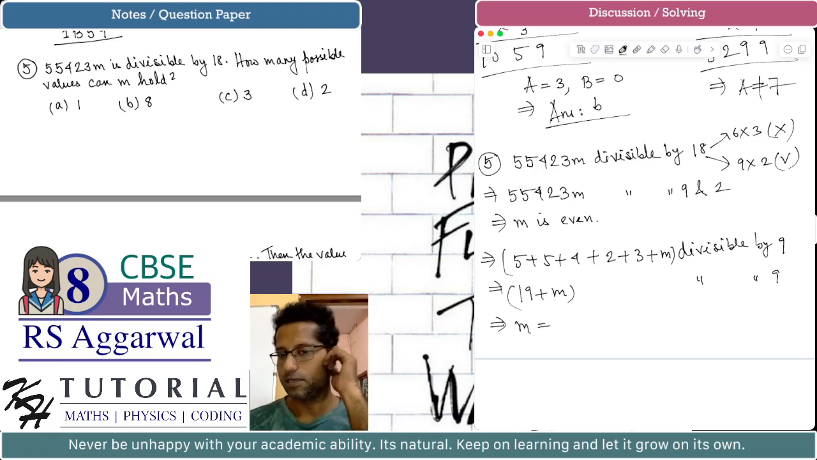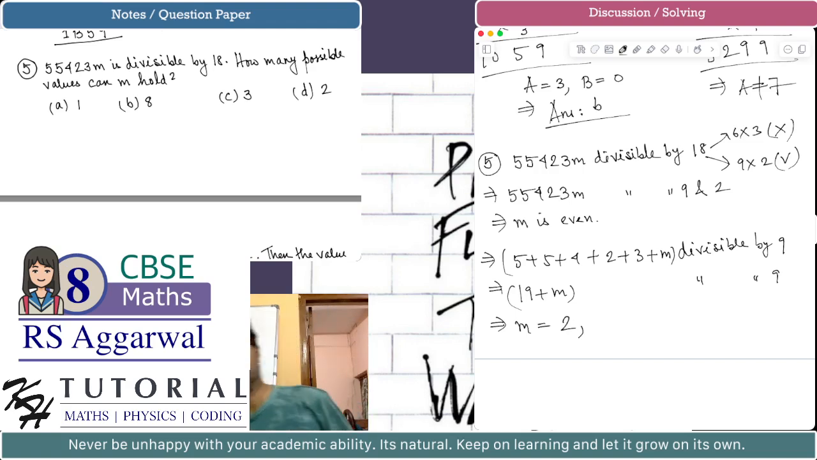After 19, the next number that is divisible by 9 is 27, and for 19 plus m to be 27, m must be 8. So the least value of m such that 19 plus m is divisible by 9 is 8. So what is the next value of m that will make 19 plus m divisible by 9?